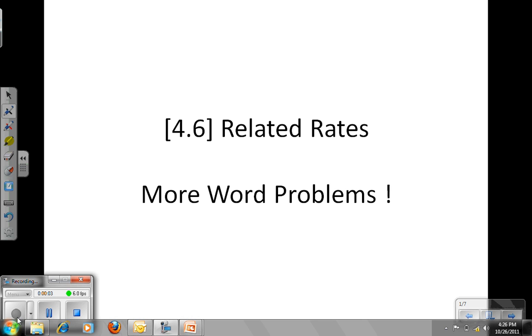All right, we're starting with 4.6 notes today on related rates. These are all going to be word problems. How exciting. Okay, so first slide.